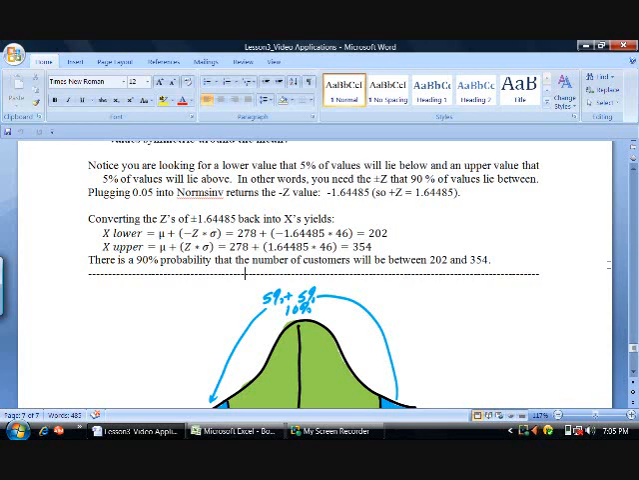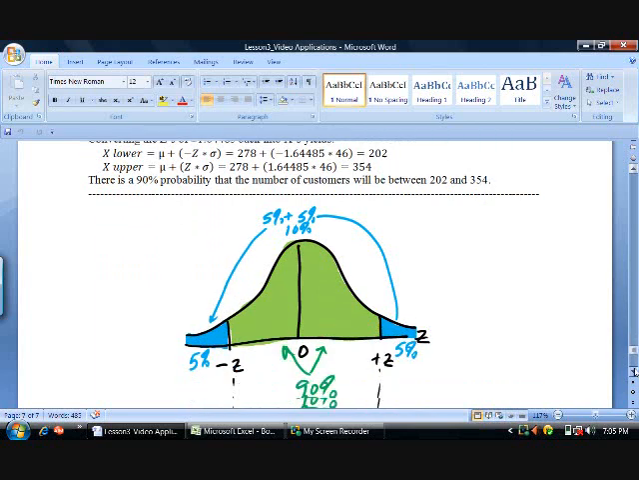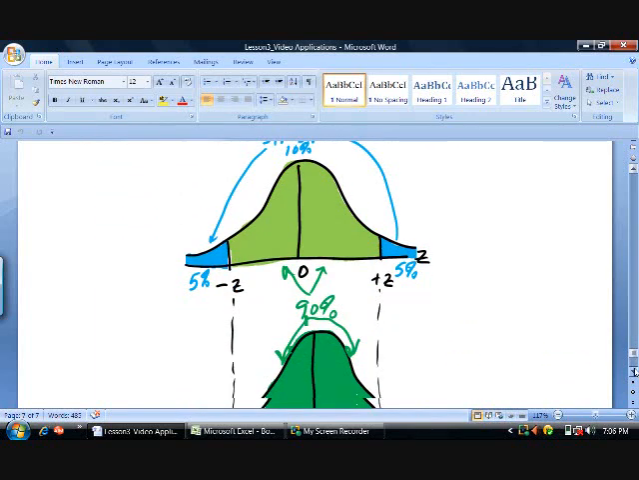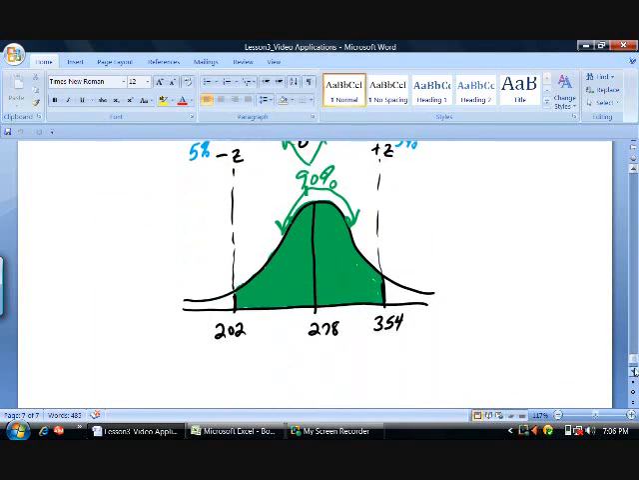So what you will conclude, looking at our diagram down here, is that 90% of the time your daily customers will be between 202 and 354. Or restated, on 90% of days, your number of customers will lie between 202 and 354.